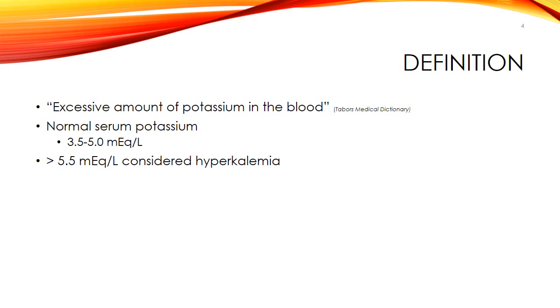So Taber's definition of hyperkalemia is an excessive amount of potassium in the blood. Well, when we look at a serum sample of potassium, the normal level is about 3.5 to 5 milliequivalents per liter. Hyperkalemia is considered to be anything over 5.5.